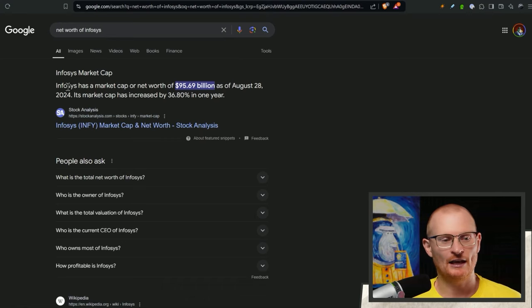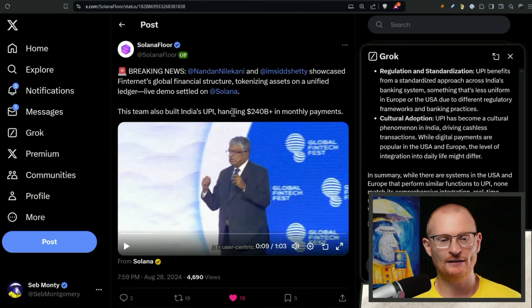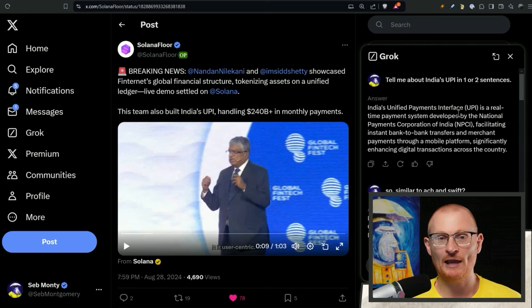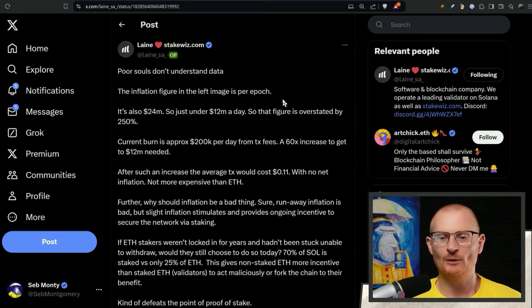Now, this company, I actually haven't heard of it. It's in India. It's got a massive market cap, almost $100 billion. And they built UPI, which is their unified payments interface, which is kind of like just instantaneous real-time mobile payments. And they handle $240 billion in monthly payments. So this is major news. Like, imagine if Solana starts to be used a lot just for India's Web2 payments, but it's on the blockchain. Really incredible. Now we've got a little bit of FUD here.